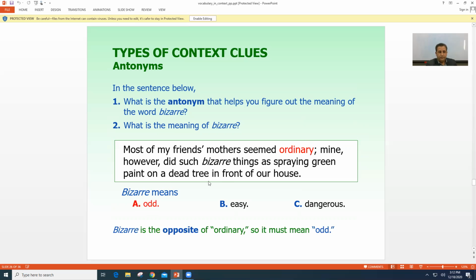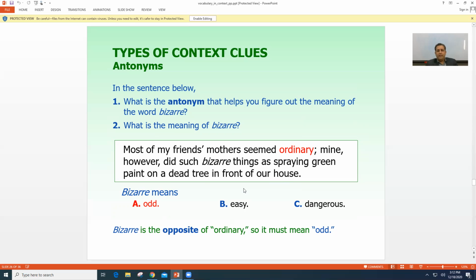Let's check it out. So you can see here, bizarre is the opposite of ordinary. So it must mean odd. So we don't know the meaning of bizarre, so we have got this context clue, which is antonym here. So the meaning of bizarre is the opposite of ordinary, and that could be odd. The opposite of ordinary could be something which is not ordinary, okay, unusual. So if she is spraying green paint on a dead tree in front of the house, that is something which is not ordinary. Okay, so bizarre means something which is unusual or not ordinary or odd.